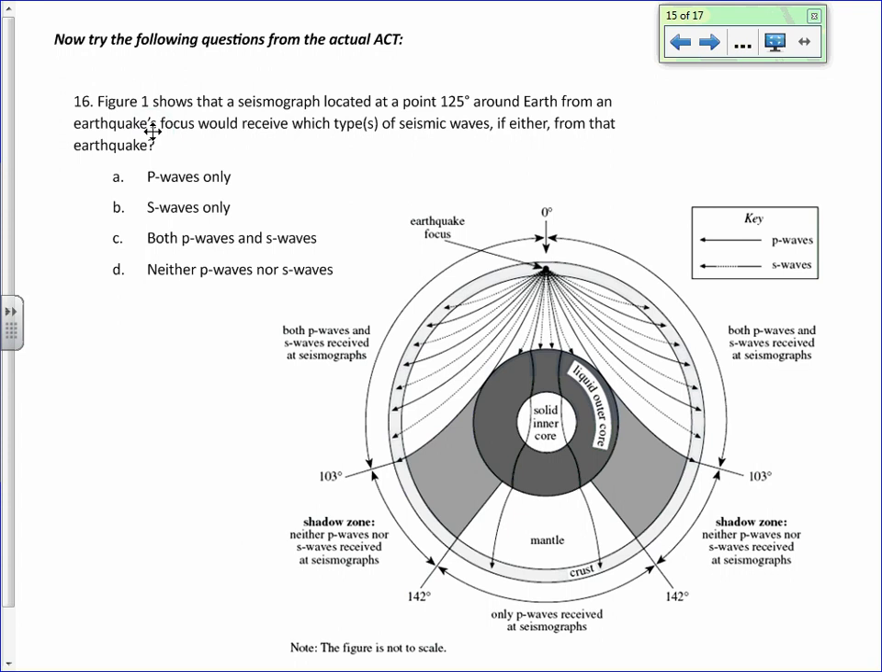Question 16. Figure 1 shows that a seismograph located at a point 125 degrees around the Earth from an earthquake focus would receive which types of seismic waves, if either, from the earthquake? And again, we've already answered this question before, not necessarily in this wording, but what we're looking for is what type of waves at 125 degrees. We find 125 degrees, we think about here. What types of waves? Well, it's the shadow zone, so we want to see either type of wave.